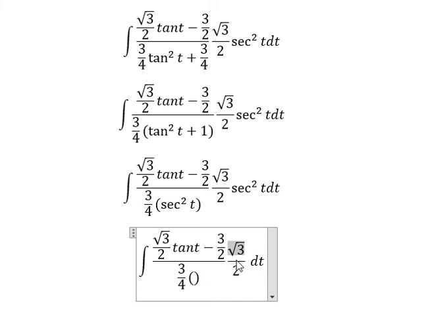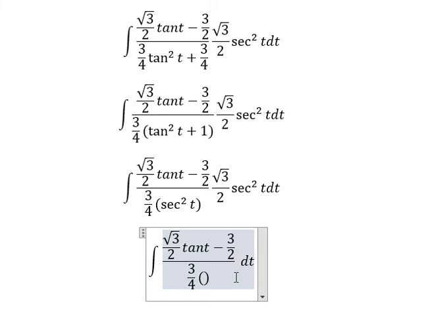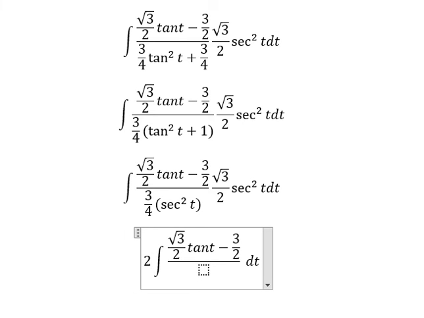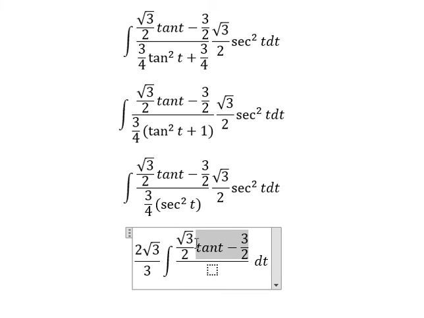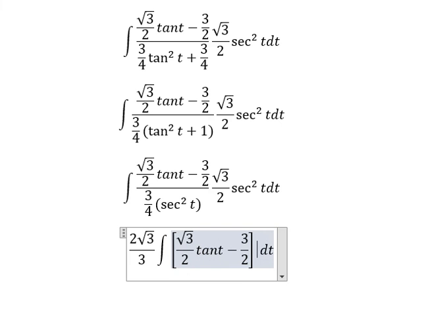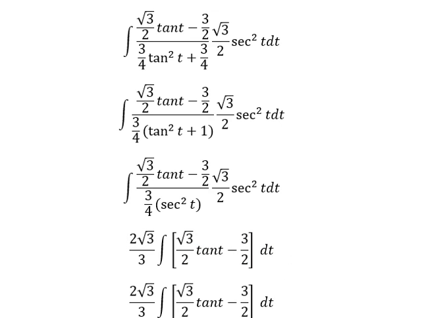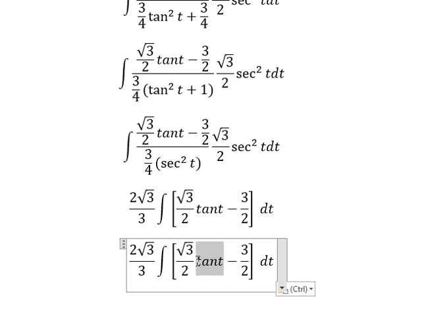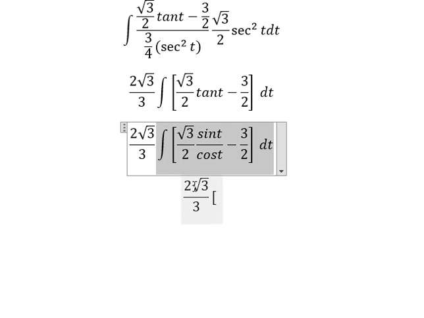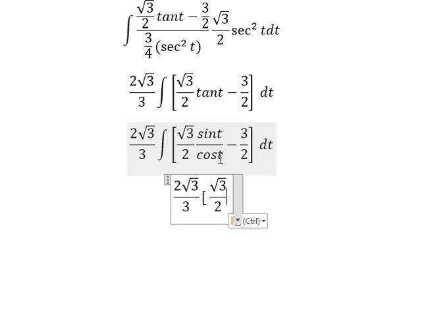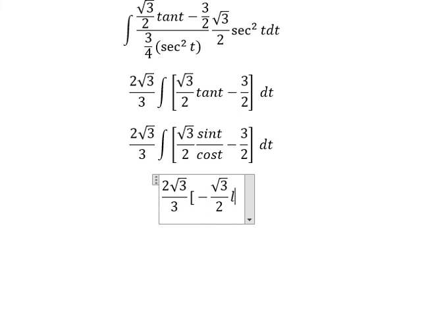We will have 2 multiplied by the square root of 3 over 3. And we know that tan t is sin t over cosine t. The integration of this one, we have negative ln of the absolute value of cosine t.